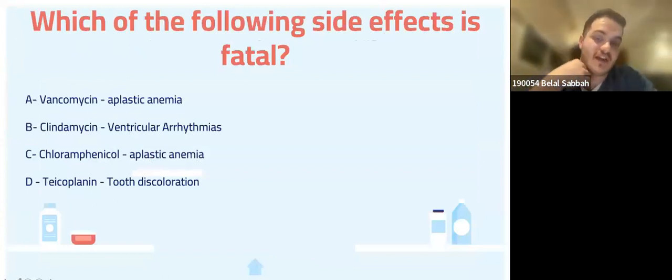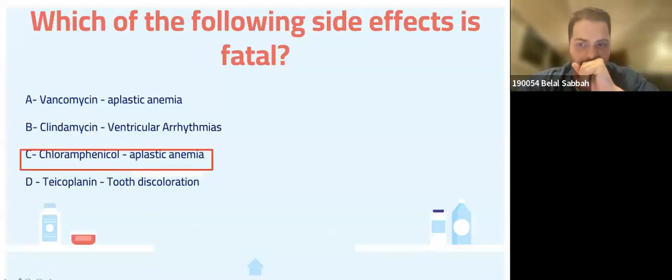Which of the following side effects here is fatal? C, chloramphenicol for aplastic anemia. Okay, what about vancomycin? What does vancomycin do? Redman syndrome. Yes, Redman syndrome is the side effect of vancomycin. It is not fatal because it's treatable. Clindamycin, what does clindamycin do if we take too much clindamycin? Hearing loss as well for vanco, yes. Clindamycin, colitis. There you go. And then, yep, perfect. Okay, so you guys got it.